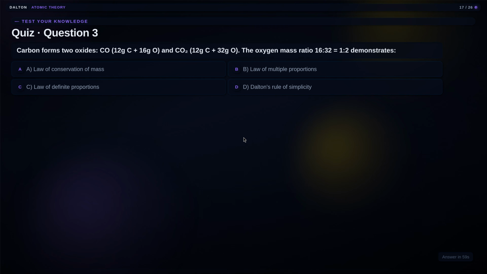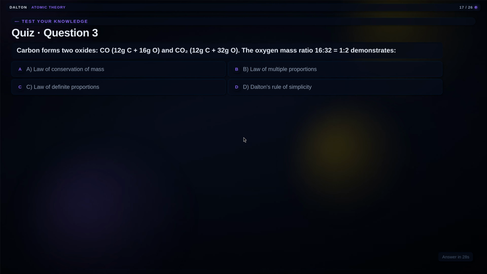Quiz question 3. Carbon forms 2 oxides, CO with 12 grams carbon and 16 grams oxygen, and CO2 with 12 grams carbon and 32 grams oxygen. The oxygen mass ratio 16 to 32 equals 1 to 2. This demonstrates which law? A. Law of conservation of mass. B. Law of multiple proportions. C. Law of definite proportions. D. Dalton's rule of simplicity. The correct answer is B.